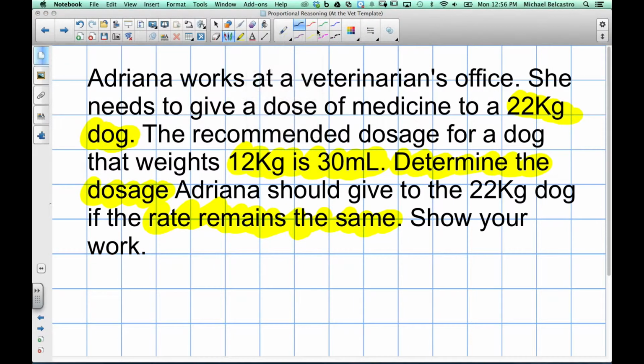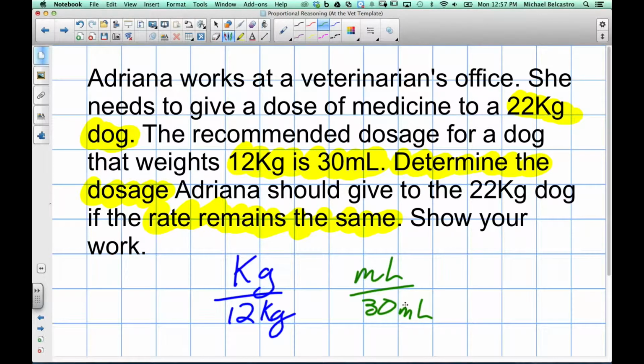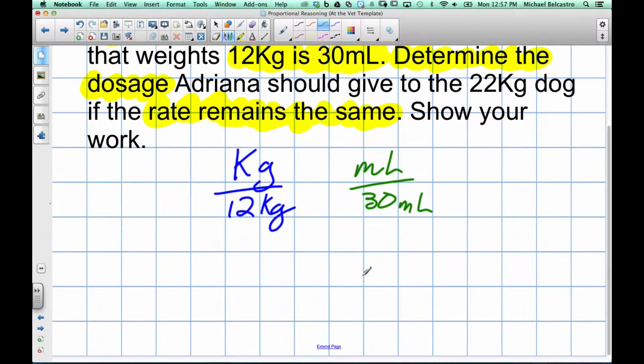Okay, so let's set up a chart here. We know we have kilograms, and we also have milliliters, and the only information we have thus far is that a 12-kilogram dog would get a dosage of 30 milliliters, so that's good for us to know. We're going to want to graph, so it would really help if we could build somewhat of an equation out of this. So this is a direct variation because we have a 0-kilogram dog. The dog's not going to get any milliliters.